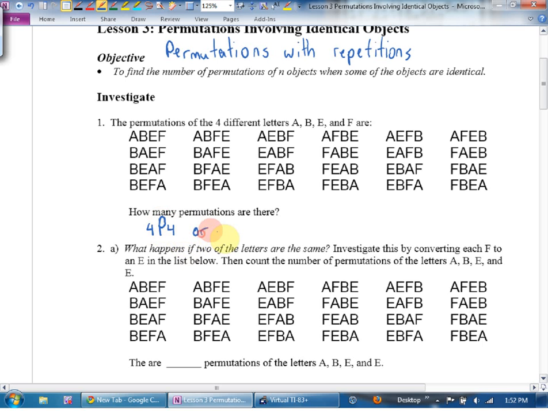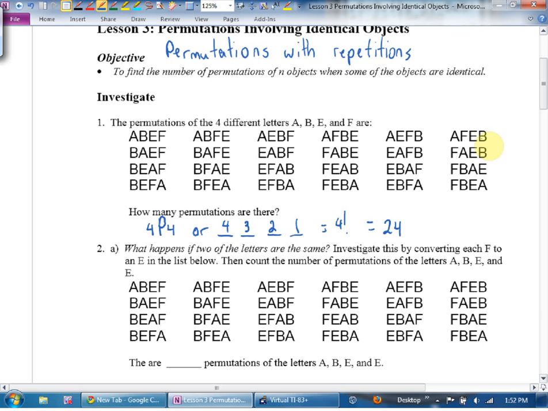Or you could go pick four, then pick three, then pick two, then pick one. But what's the short way to write four times three times two times one? Four factorial. No matter which approach you use, there's 24 ways to mix up four different letters. And you can see we have six rows of four.